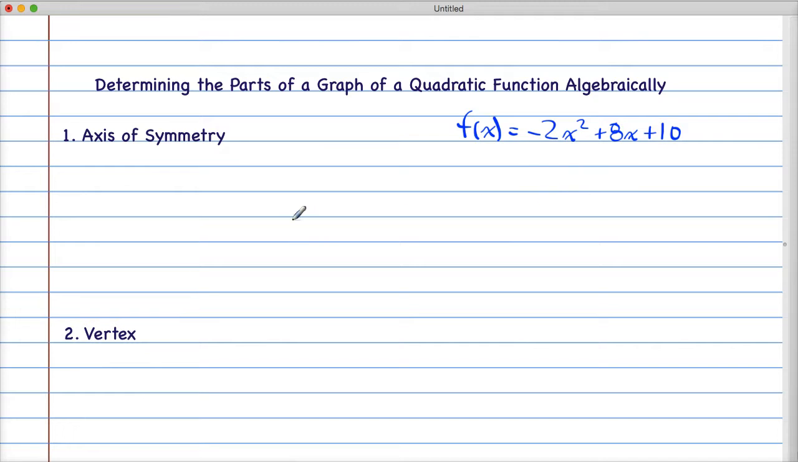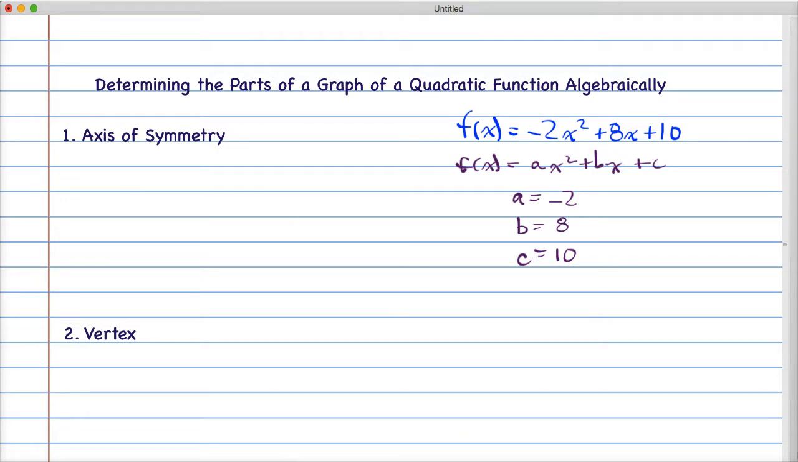Now, before I do anything, I'm going to want to identify, in this case, what are a, b, and c. And remember, if f of x is in standard form, it's ax squared plus bx plus c. So I can match up a, b, and c here. So a, in this case, is negative 2. It's the coefficient of the x squared term. B, in this case, is 8. And c, in this case, is the constant term that's by itself on the end, and that's going to be 10. Now, this a, b, and c is going to help us find these four things: the axis of symmetry, the vertex, the y-intercept, and the x-intercepts.